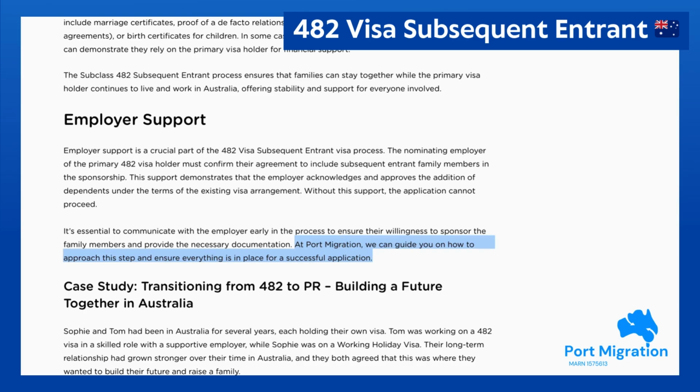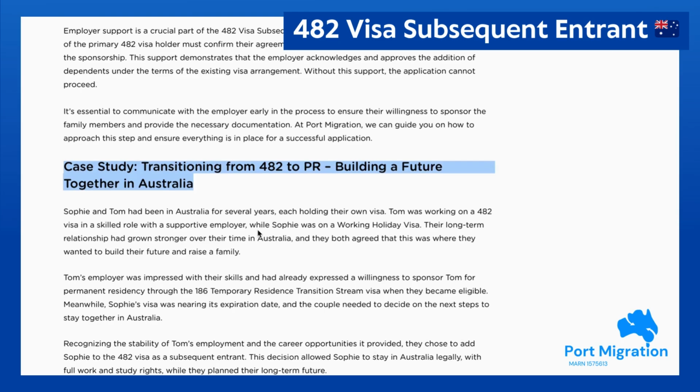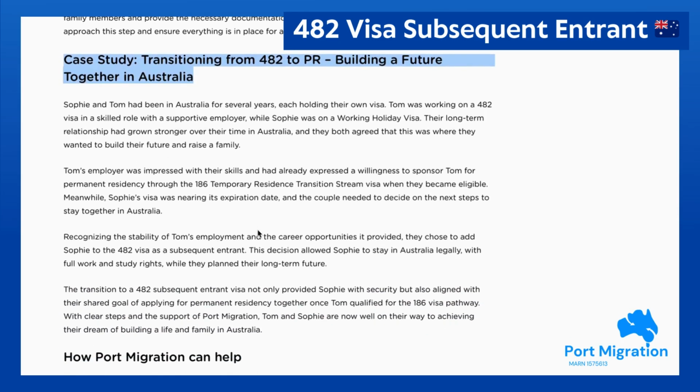a successful application. Let's have a look at a case study: transitioning from 482 to PR, building a future together in Australia. In this case study situation, Sophie and Tom had been in Australia for several years, each holding their own visa. Tom was working on a 482 visa in a skilled role with a supportive employer, while Sophie was on a working holiday visa. Their long-term relationship had grown stronger over their time in Australia, and they both agreed that this was where they wanted to build their future together and raise a family.